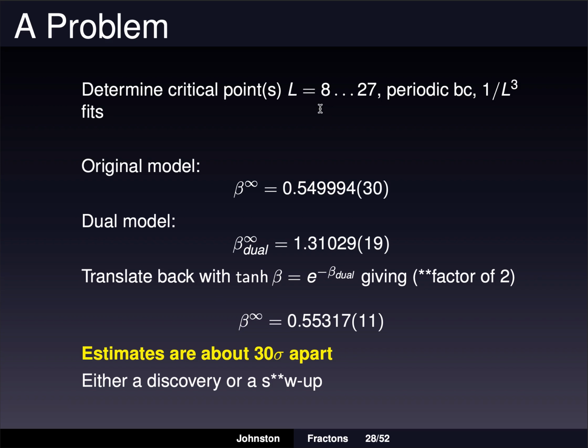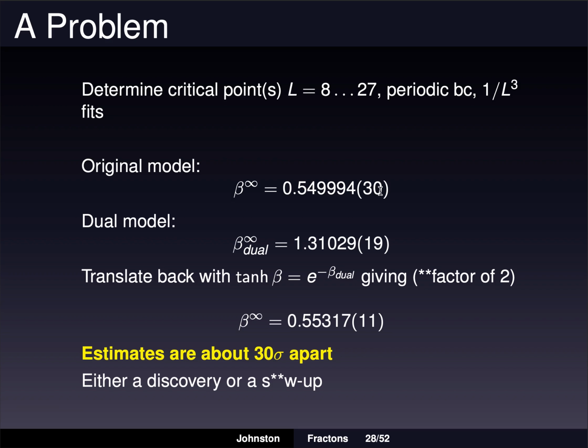So he determines the critical point on variously sized lattices with periodic boundary conditions, and he does the fits that you would expect. So the estimate of the critical point should shift as 1 over L cubed, 1 over the volume, and peaks in things like specific heats should grow with the volume. What he found from his simulations was that the original model, the Plaquette model, had this estimate for the phase transition point. The dual model, the one on the dual cubic lattice, had this estimate for the phase transition point.